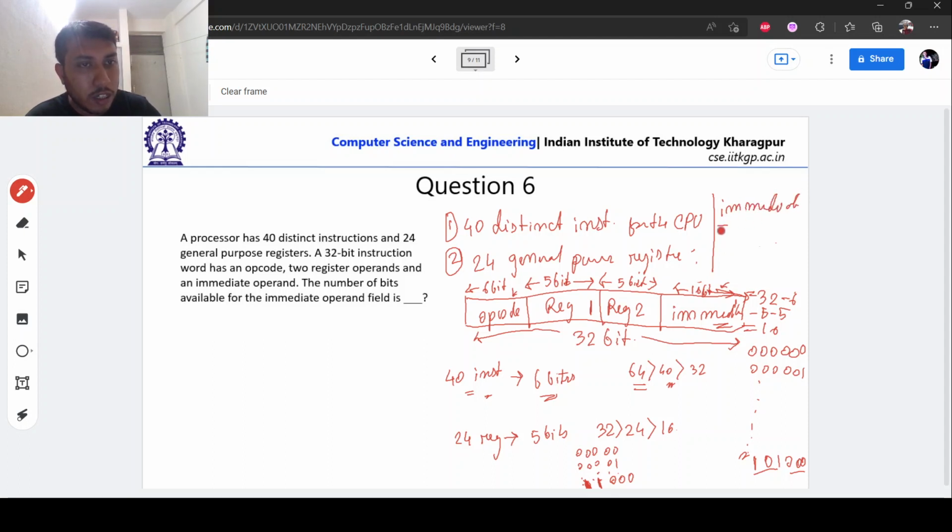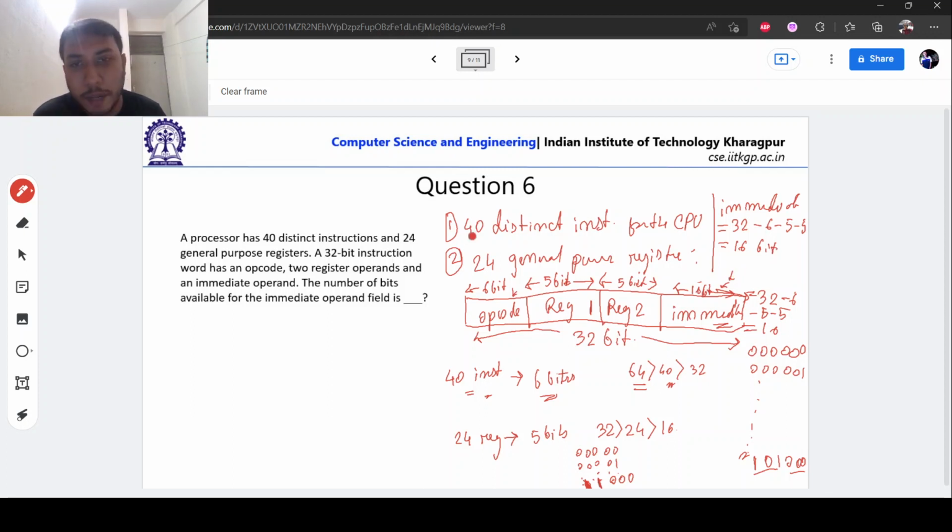Basically the immediate operand will need 32 minus 6 minus 5 minus 5 is equal to 16 bit. Clear? So this will be 16 bit.